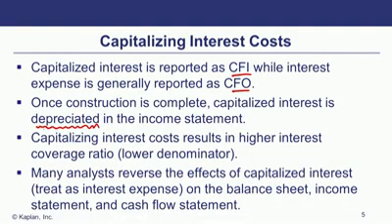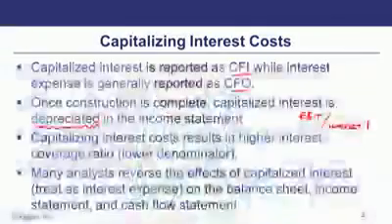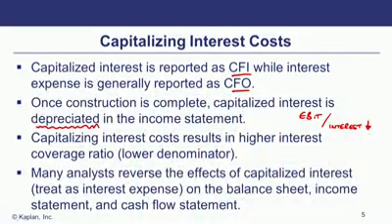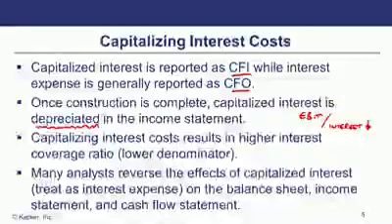Now, capitalising interest costs results in a higher interest coverage ratio. Let's think about interest coverage ratio: EBIT divided by interest. Now, if we capitalise our interest, then typically during the construction phase itself, our interest expense is going to be lower in the income statement, because some of the interest we're incurring is not hitting the income statement, it's being added to the cost of the asset that we're constructing. It's going straight into the balance sheet, so you get a lower interest expense, certainly during the construction phase.